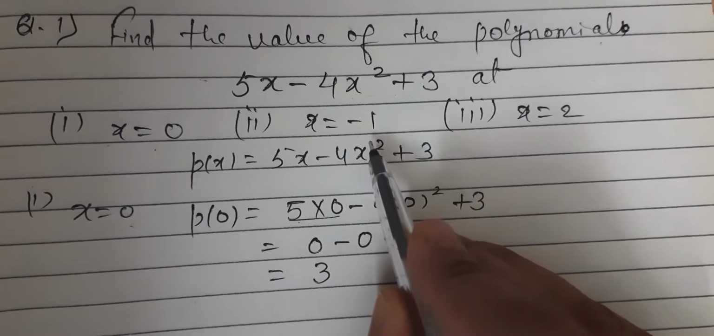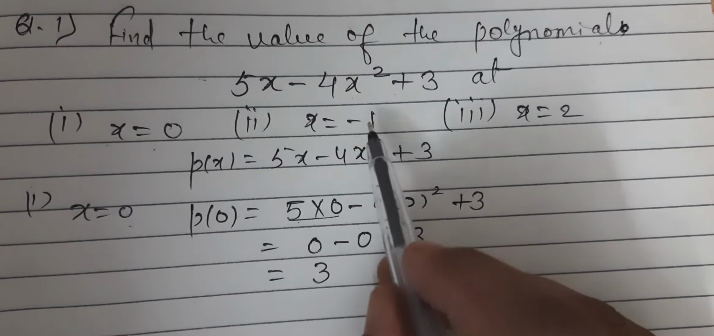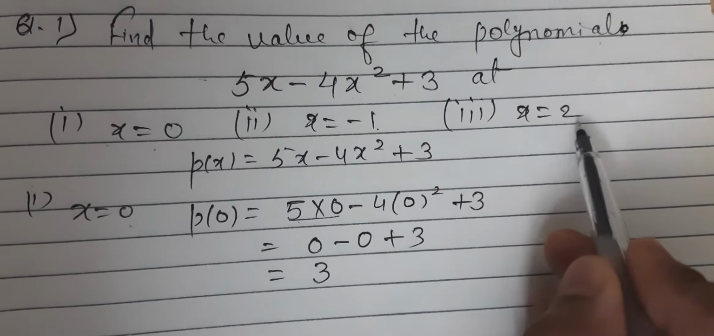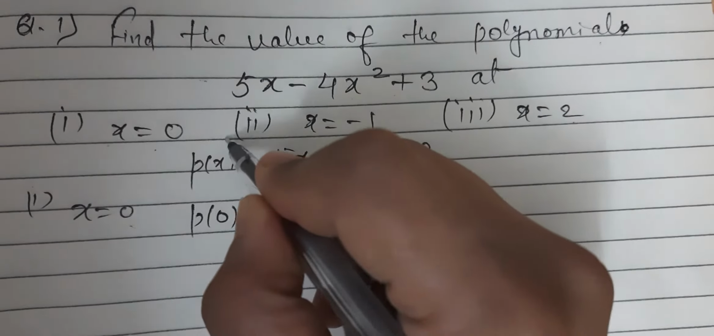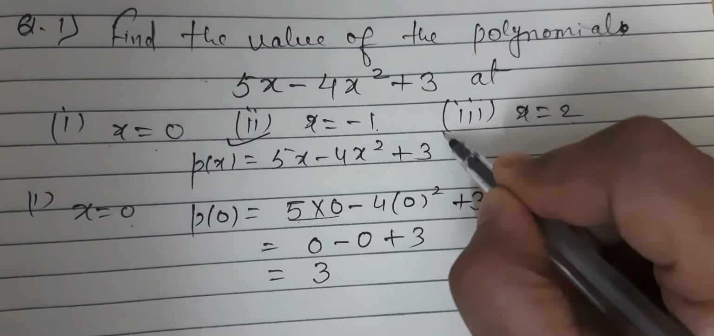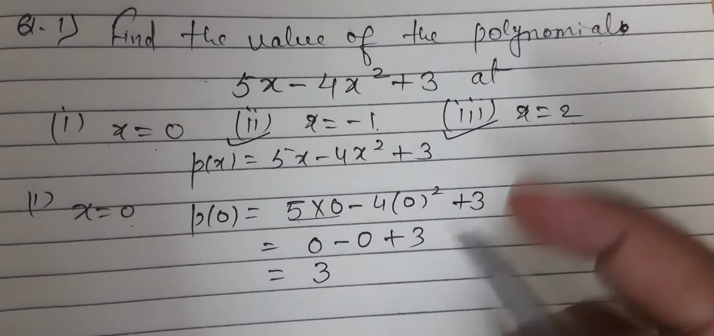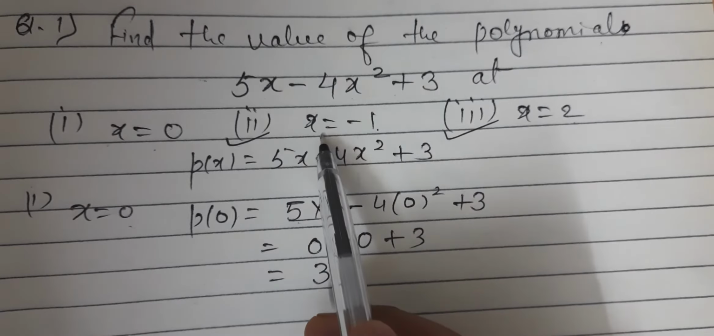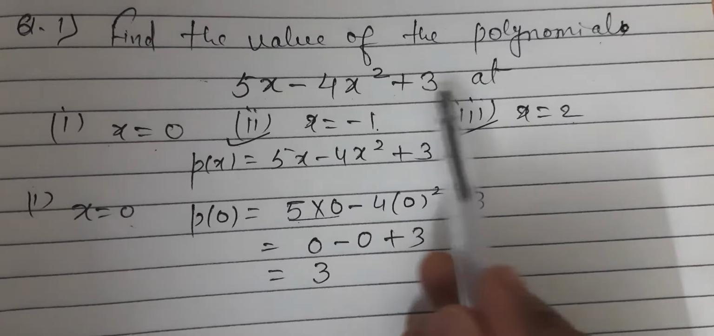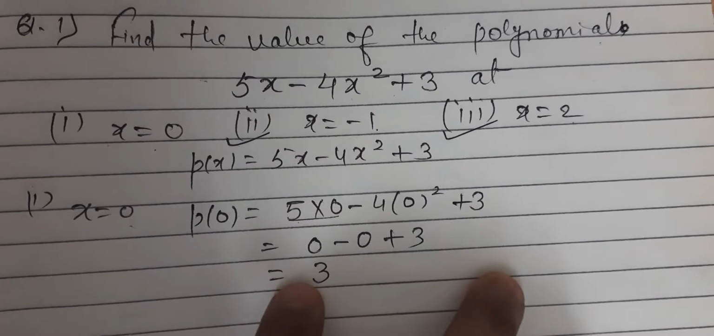Similarly, we'll find the value of the polynomial at x equals minus 1 and x equals 2. So these two are for homework, the second part and the third part, because this is a very simple question. You only need to put the value x equals minus 1 in the second part and x equals 2 in the third part. So you can do this on your own.